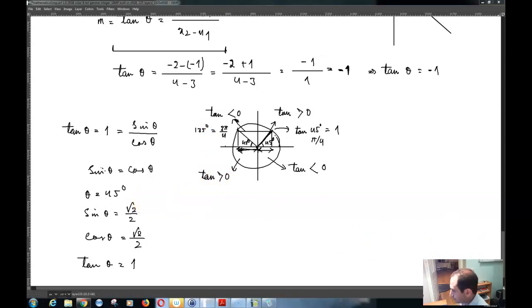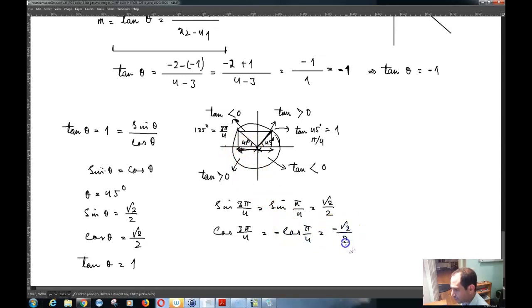Now, as you can see here, the sine of 3 pi by 4 is the same quantity as the sine of pi by 4, which is square root of 2 by 2. The cos of 3 pi by 4 is negative cos of pi by 4, which is equal to negative square root of 2 by 2.